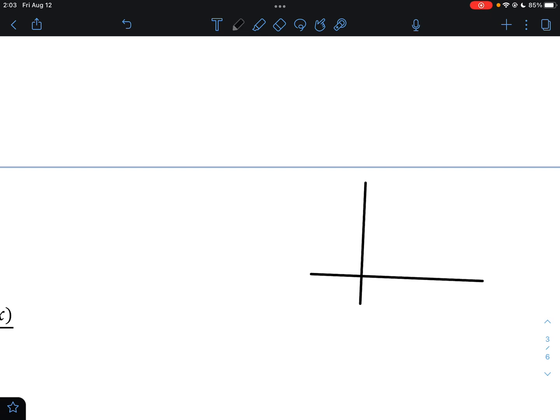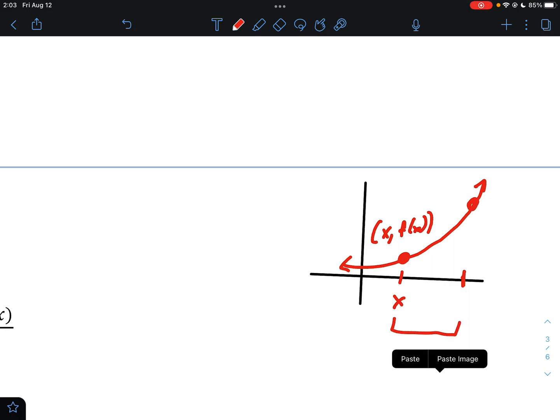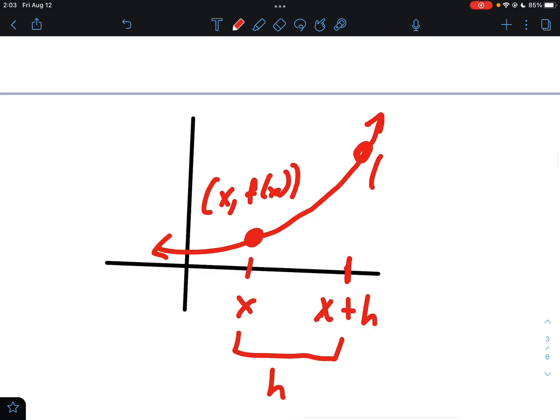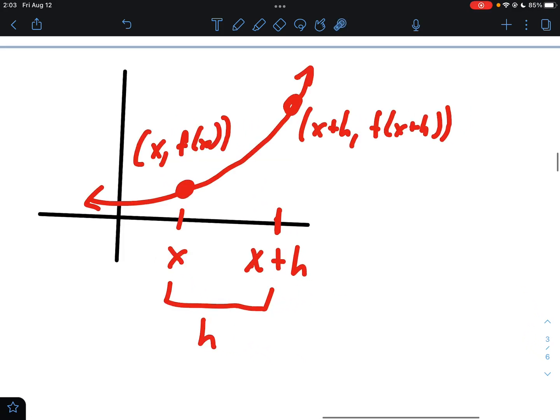All right, if I draw some random graph, I put one point on there, and I call that point x comma f of x. And now I go a little bit further to the right. I don't know how far to the right. I put another point, and I say this distance right here is h. Then this x value would be x plus h, which means this point would be x plus h comma f of x plus h. So the difference quotient is just the slope between those points.